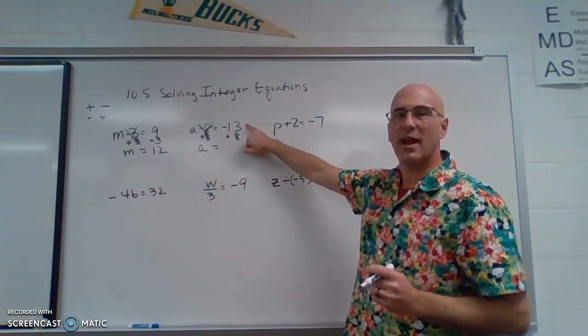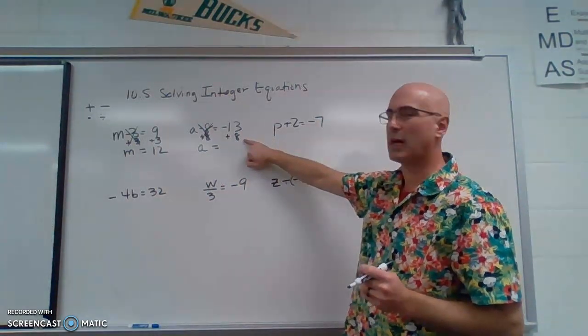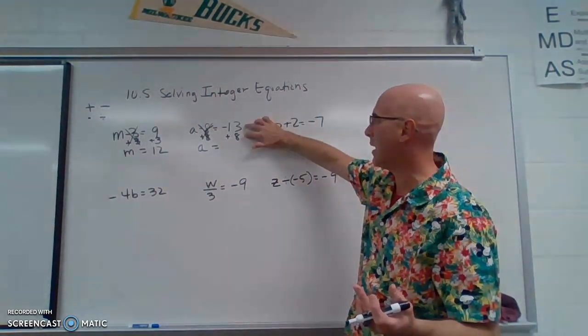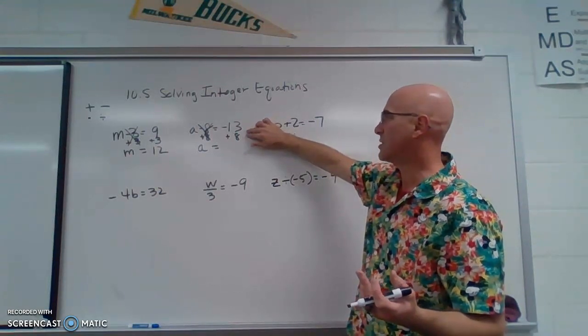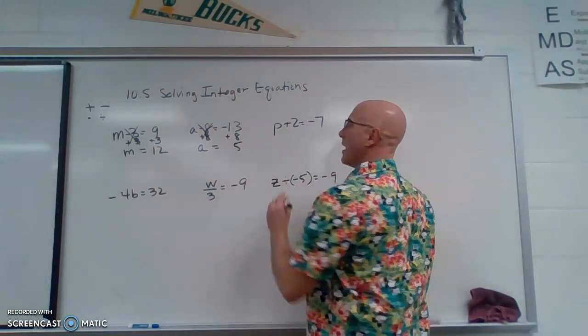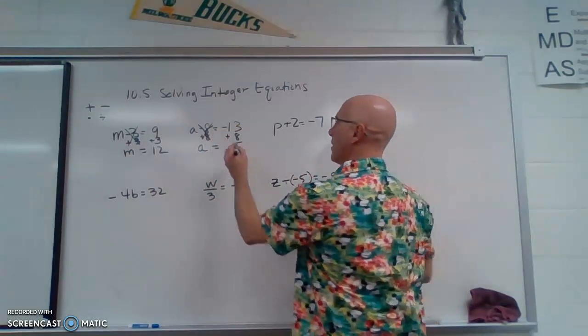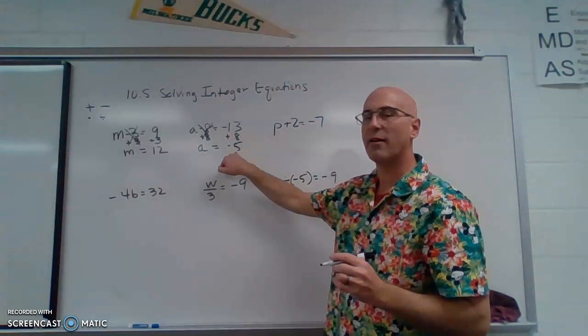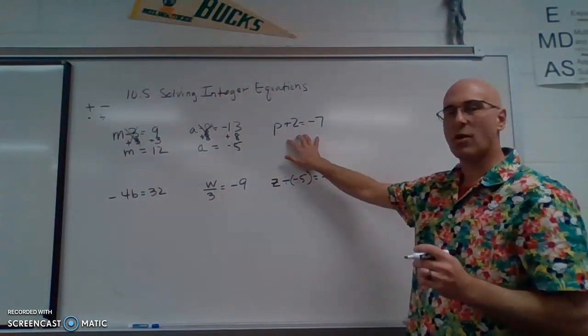Now we have negative 13 plus 8. We have to always know what happens when we're adding a positive and a negative. We subtract, and we take the sign of the bigger number. So it is negative 5. a equals negative 5.